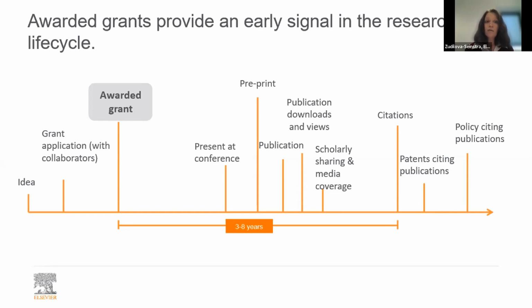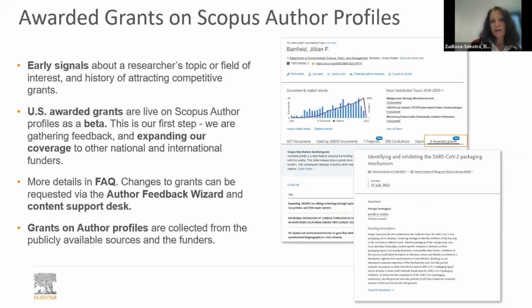you present it at a conference, then publish it as a preprint, and only after some time it will appear in a peer-reviewed journal, and first will start attracting views and downloads and media coverage. And only around 3 to 8 years after the beginning of the project, you will start receiving citations. And then later, the same citations also appear in patents and policy documents. So all this information we actually try to preserve and show on author profiles in Scopus.